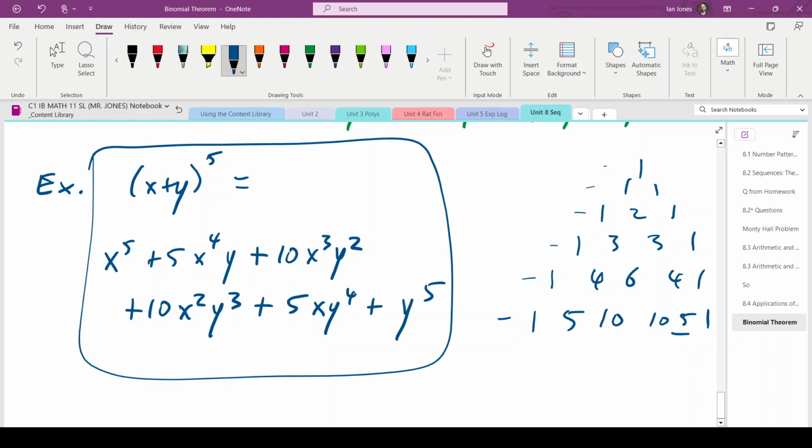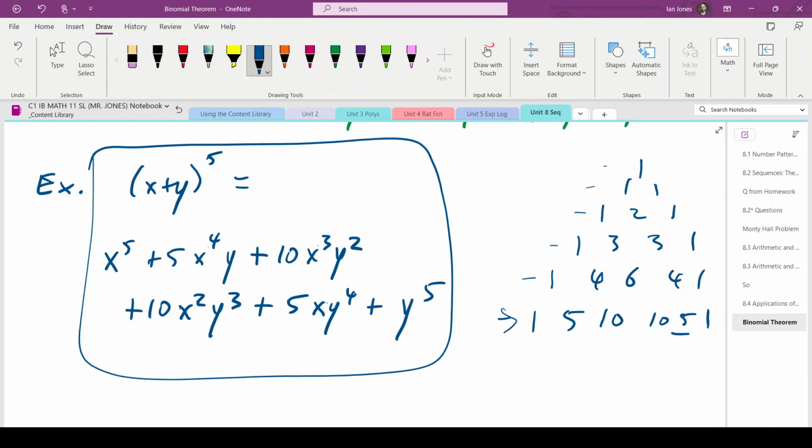Beautiful. If I needed to do x plus y to the 8th, it's really not that much more work to fill out that Pascal's triangle and do it. The exponents on the x's start at n and go down by 1 each term, all the way down to here where the exponent is a 0, and anything to the 0 is 1, so we don't normally write it. The exponents on the y's start at 0, so I don't normally write that, and then they go up by 1. Y to the 1, 2, 3, 4, 5. And the coefficients match Pascal's triangle. How cool is that?